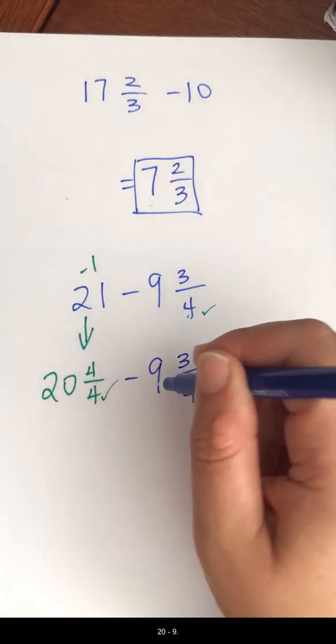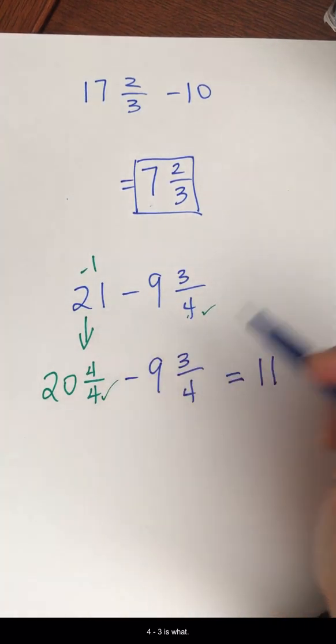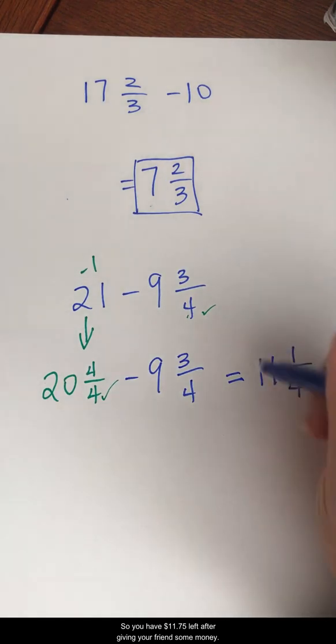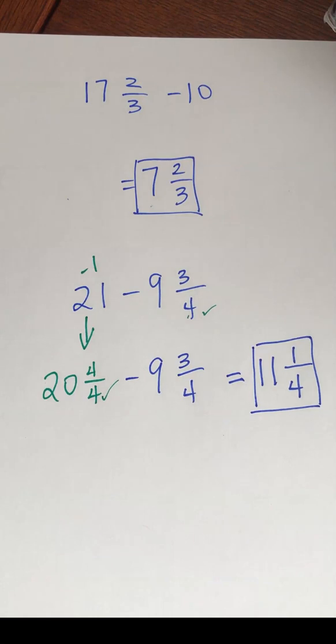So now I can subtract. 20 minus 9 is 11. 4 minus 3 is 1 over 4. So you have $11.75 left after giving your friend some money. That makes sense? Any questions?